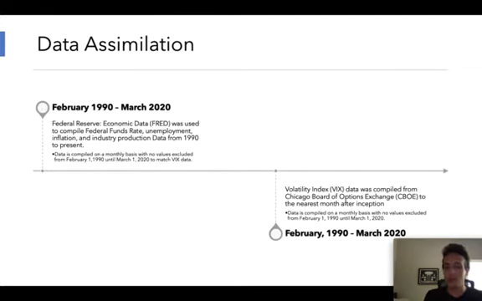The Volatility Index was compiled from the Chicago Board of Options Exchange, which provides the data and is the compiler and does all the calculations for the VIX. Data is compiled on a monthly basis with no values excluded from February 1st, 1990 to March 1st, 2020. So basically, we're going to be calculating this on a monthly basis. Remember that the VIX is also calculated on a monthly basis and predicts fear for the next 30 days, meaning that one observation period is the prediction of the VIX.